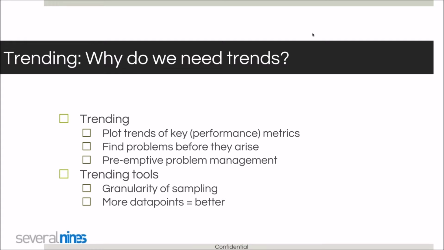For trending tools in general, you really want to have a fine-grained set of metrics, because the more data points, the better. Suppose you would collect only once per minute the number of connections, and you would get a connection burst every, let's say, minute for maybe 1 or 2 seconds. You wouldn't see that when it's getting averaged out if you're collecting only once per minute. So you really want to have a fine-grained set of metrics. So the more data points, the better.